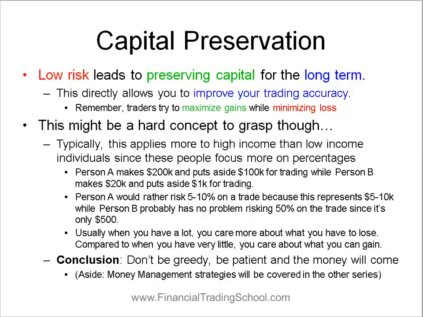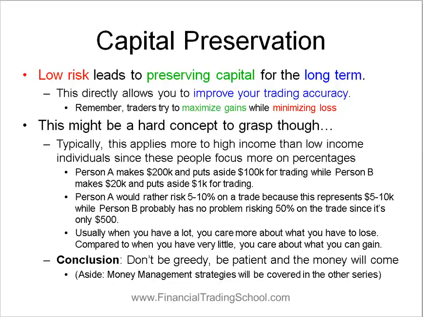But the concept of capital preservation is a hard concept to grasp though, because this typically applies more to high income than low income individuals, since these people focus more on percentages. So for example, let's have two people, person A and person B. Person A is high income, they make $200,000 per year and puts aside $100,000 for trading, while person B, low income, makes $20,000 per year and puts aside $1,000 for trading.